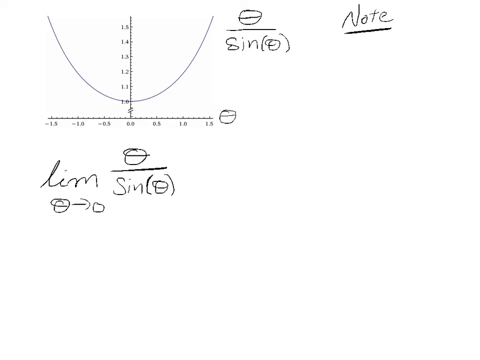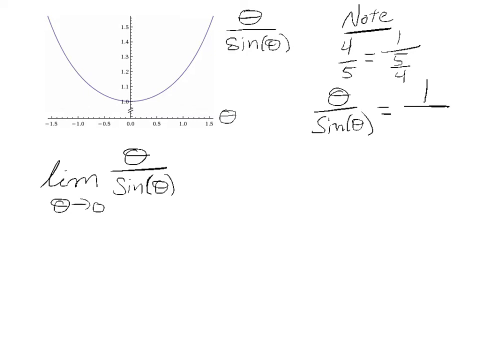If we think about reciprocals, remember if we have a fraction like 4/5, that is the reciprocal of 5/4, and we could write the reciprocal this way, 1 over 5/4. So that means that theta over sine theta, which kind of acts like our 4/5 here, is the same as the reciprocal of sine theta over theta, or 1 over sine theta over theta. So let's put that to use in this limit.